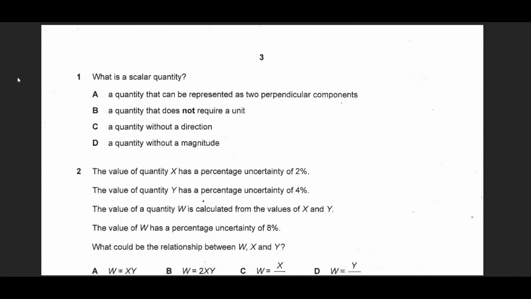This is May, June 2024, paper 1-2. Question number 1 says, what is a scalar quantity? So it's very simple. A quantity without the direction, which is option C.